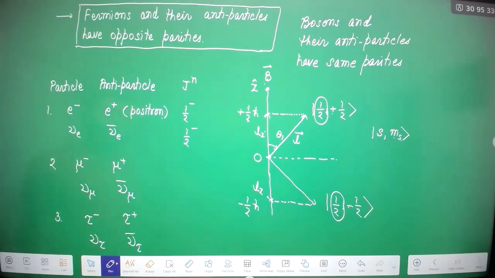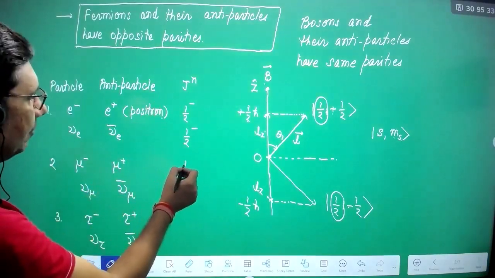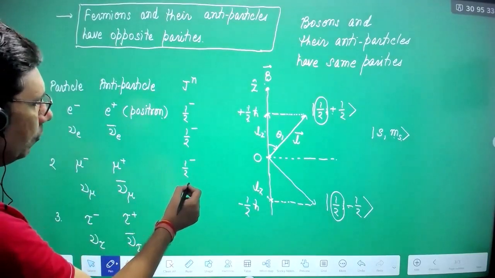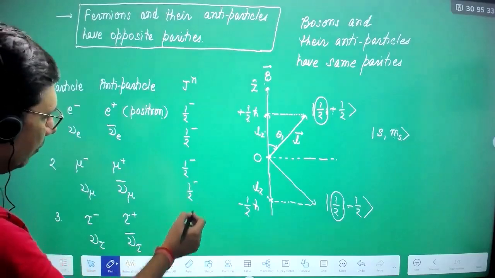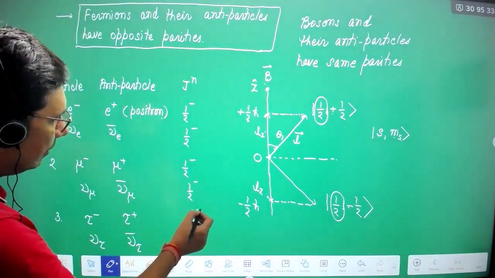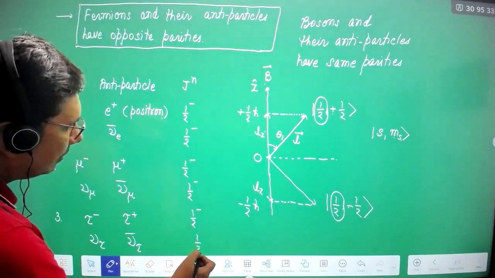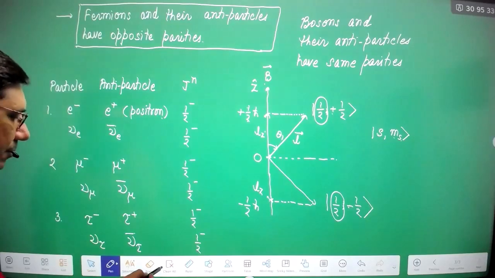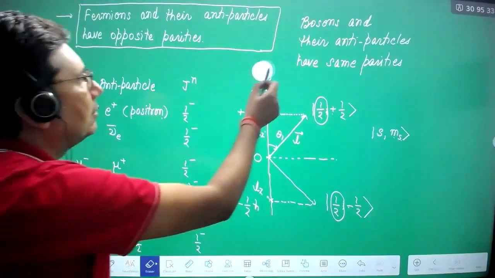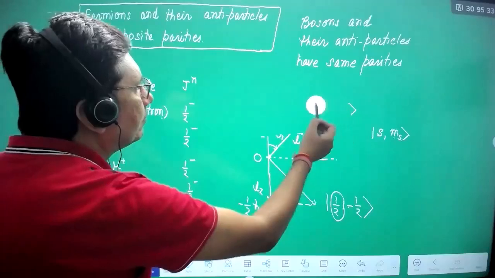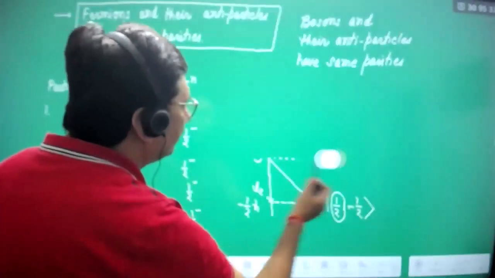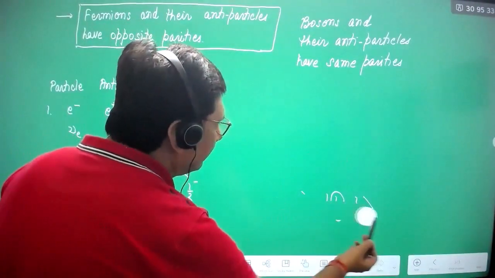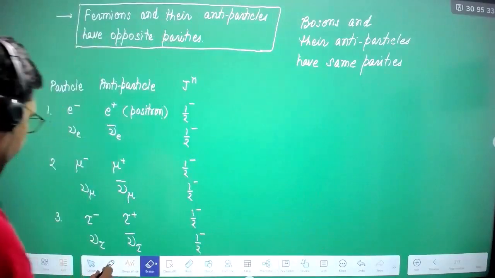This was just to explain what J pi will be. That will be 1 by 2 minus, 1 by 2 minus, 1 by 2 minus, 1 by 2 minus. So here it is like this. Now, what was the next property of the leptons?